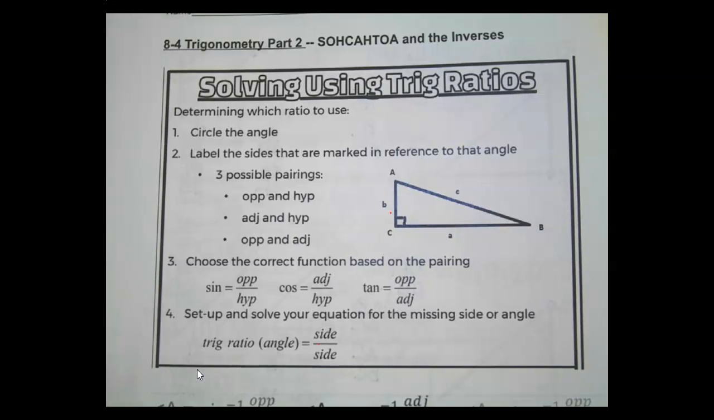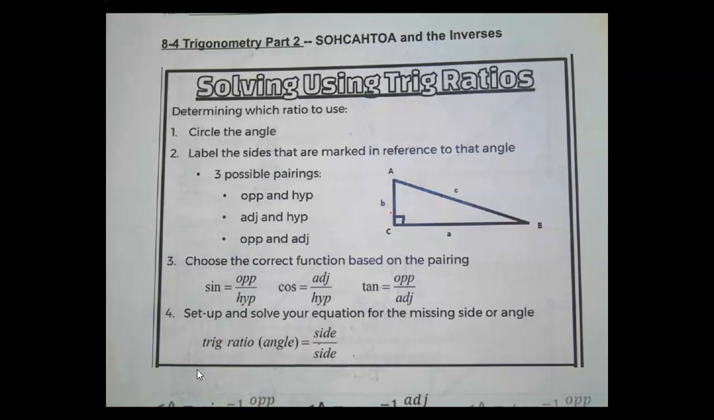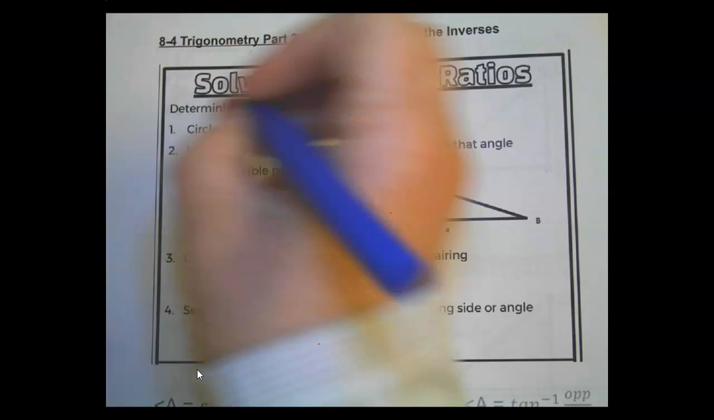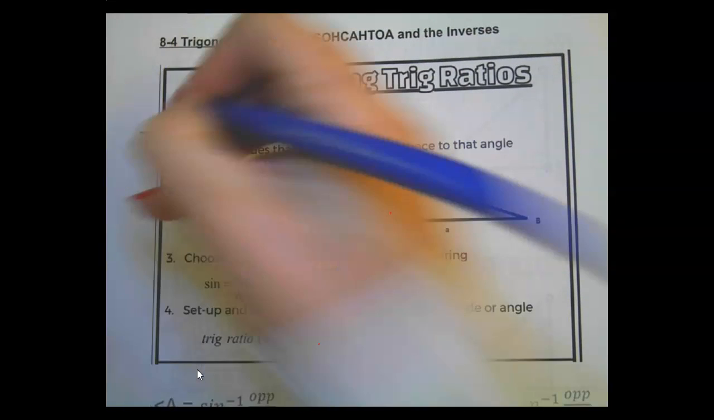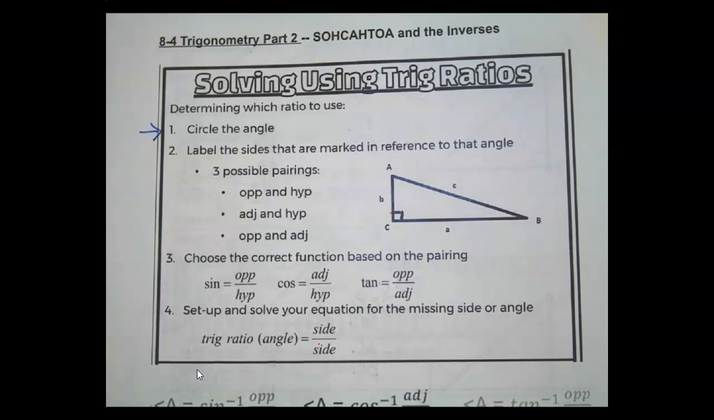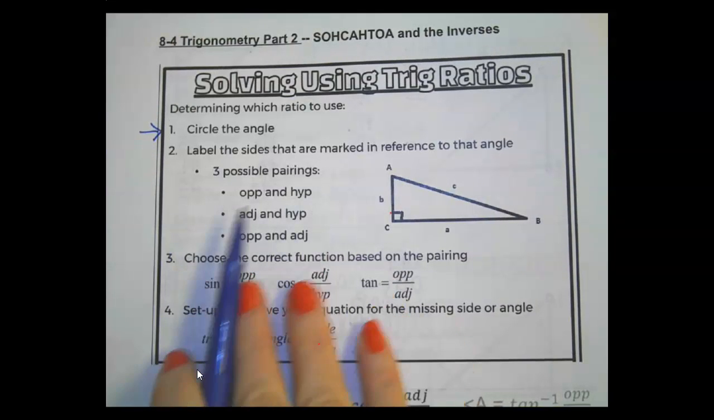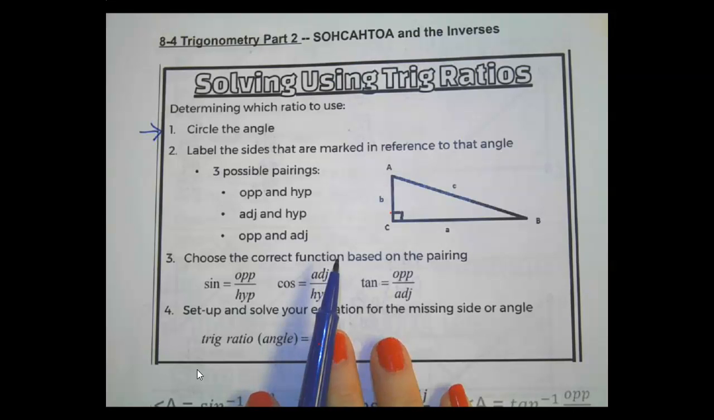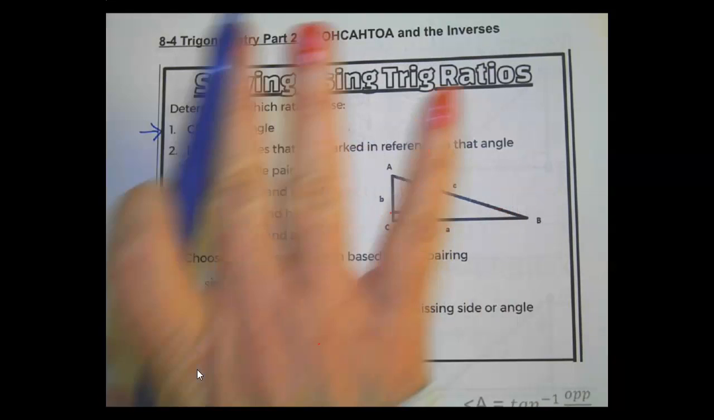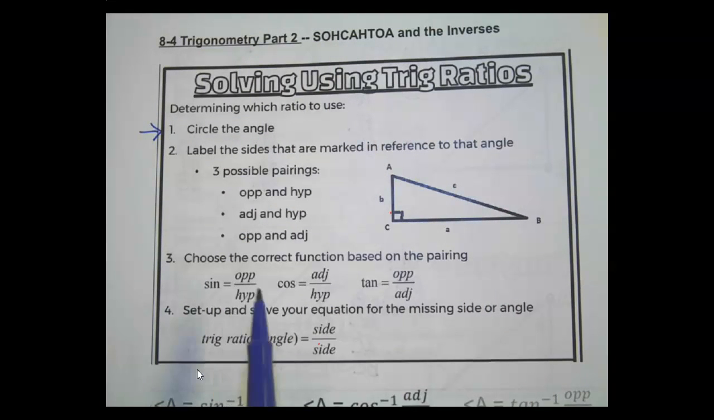So in this first part, this is basically going over how to do it. First of all, you're going to circle the angle that we're talking about. And then you have 3 different pairings, and you have to think about what is given. So you have to pay attention, because everything may not be given. That's when you know when to use sine, cosine, or tangent.